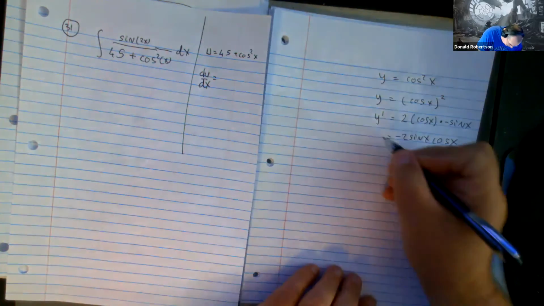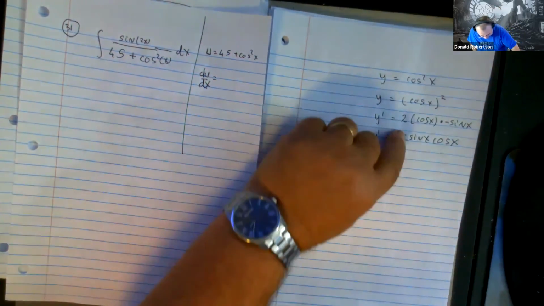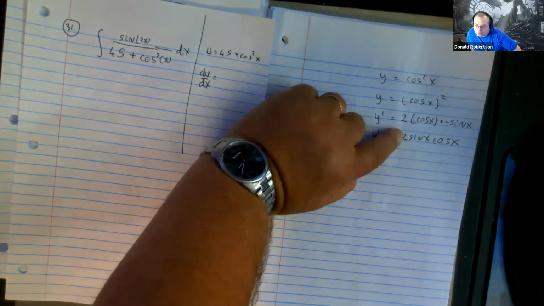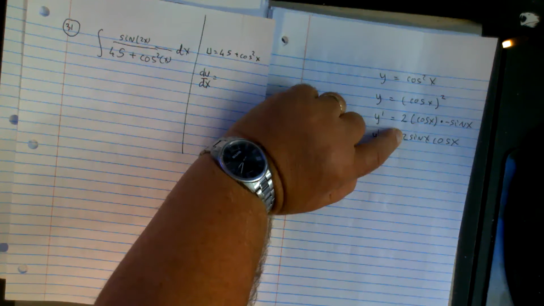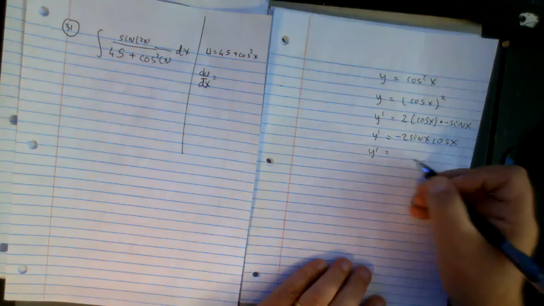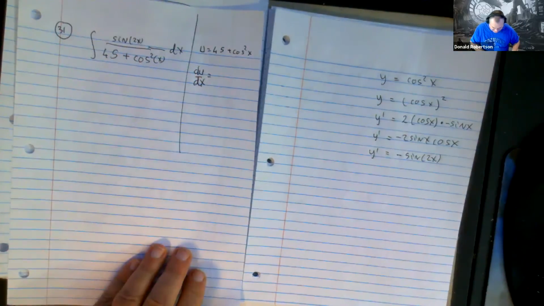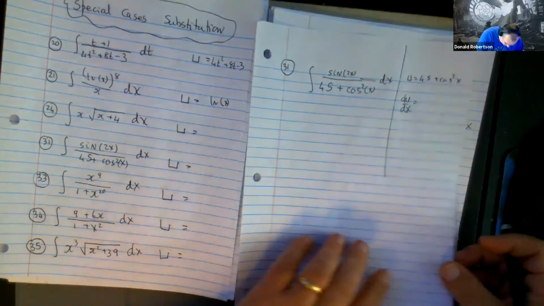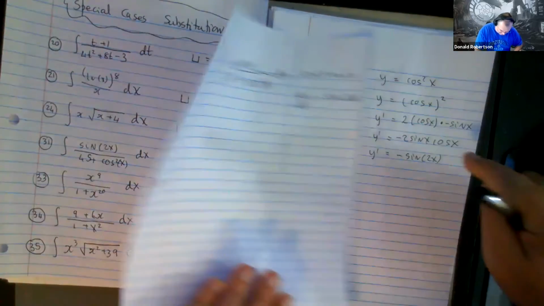Now I'm going to bring something in that you don't normally do, but trig can do this to you. Forget about the negative for a minute. Do you know an identity for 2 sine x cosine x? What's 2 sine x cosine x the same thing as? That's the double angle formula for sine 2x. And that's the guy I'm going to use. So du by dx is negative the sine of 2x, right? That's the working for where that came from.